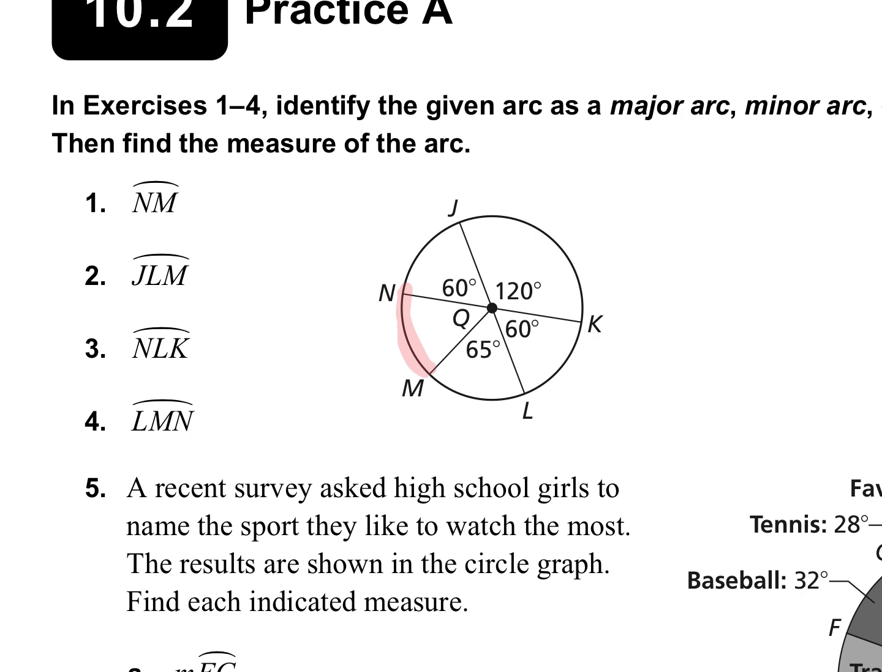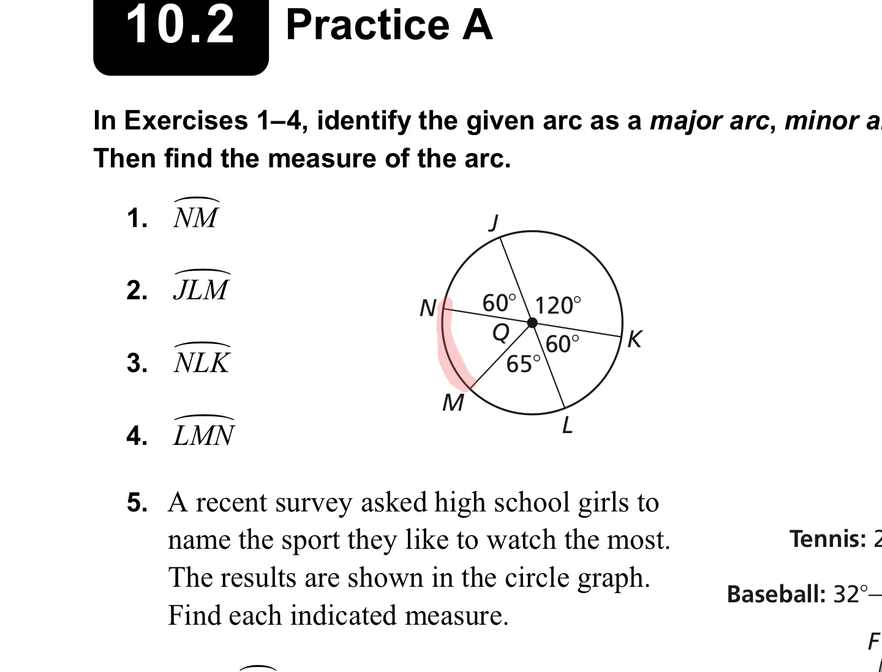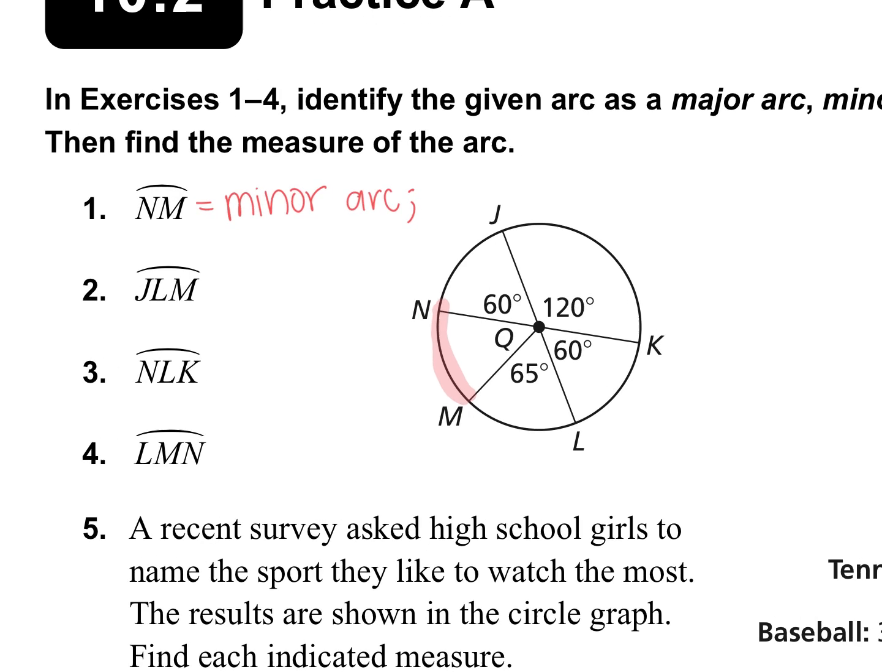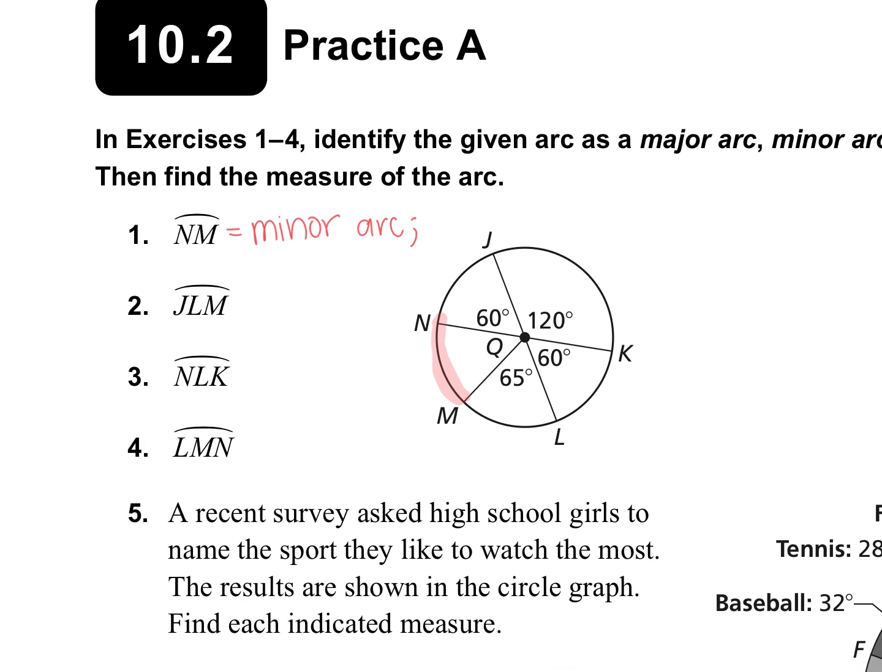How would I solve for NM? Well, first let's identify. Is this a major arc, a minor arc, or a semicircle? Good. This is going to be a minor arc. And then how do I find the measure of this? Yes. You add all the other measures and then you subtract it from 360. Good. If I added everything, what would I get? 305. Good. I'm going to do 360 minus 305. And what's my answer? 55, right? 55 degrees is correct.